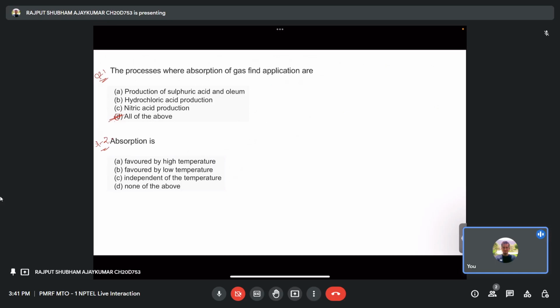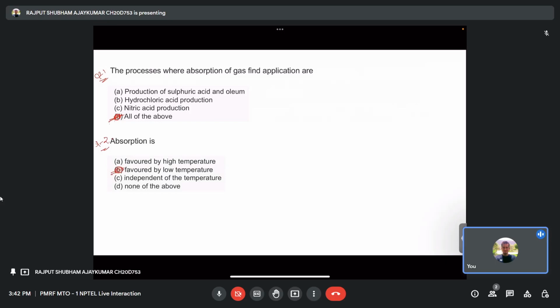The second question asks about absorption. Absorption is favored at high temperature, favored at low temperature, independent of the temperature, or none of the above. Absorption is a temperature dependent concept, and going by the basic fundamental concepts of absorption, it is favored by low temperature.